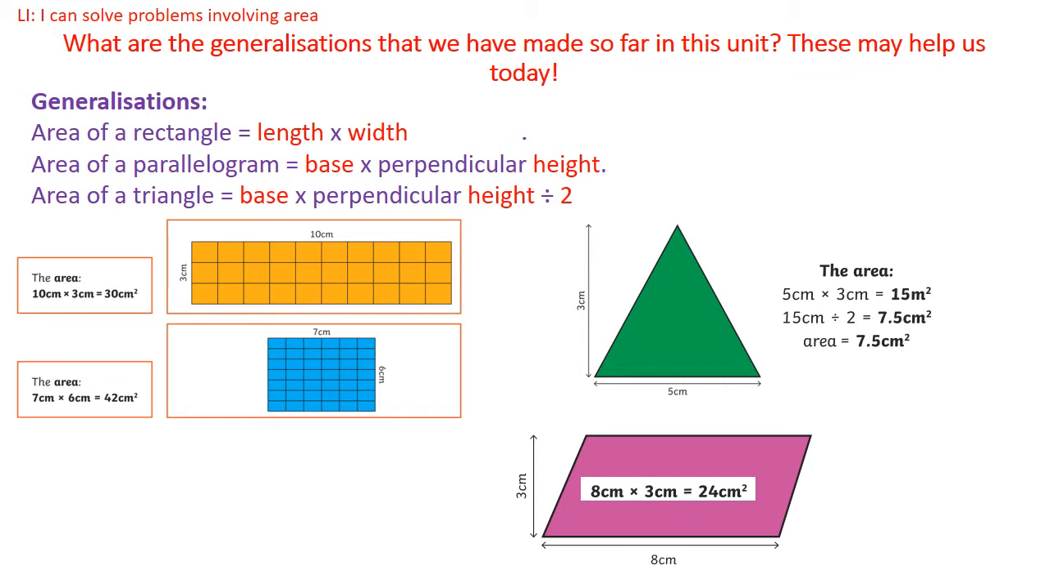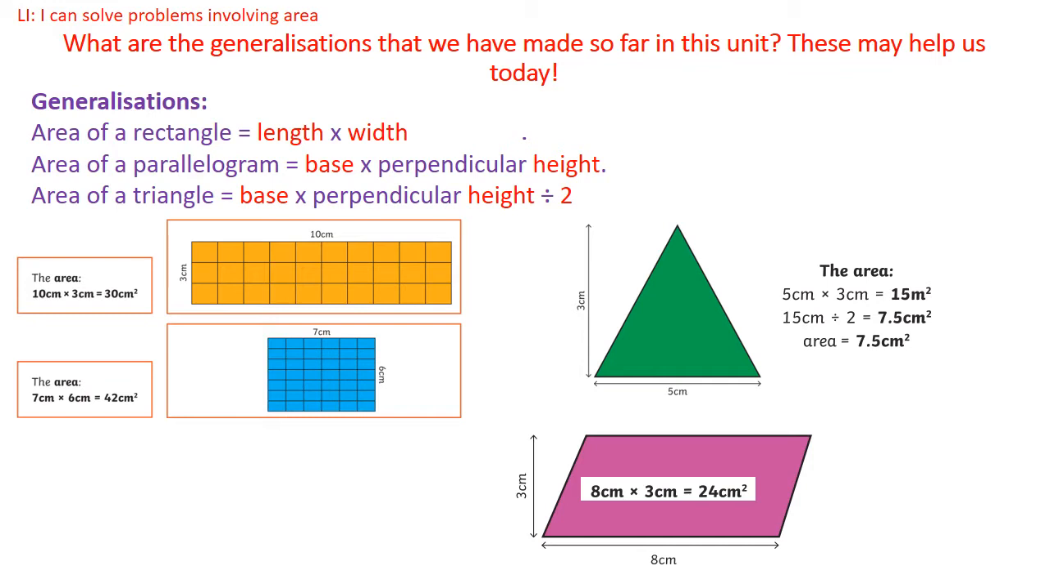We also know that to find the area of a parallelogram, we'd times the base by the perpendicular height. Now, that's not the diagonal line, remember. Perpendicular means that it is a line that joins another line at right angles, at 90 degrees. So as you can see from the purple parallelogram on your screen, the base is 8 centimetres and our perpendicular height is 3 centimetres. So 8 times 3 is 24 centimetres squared.